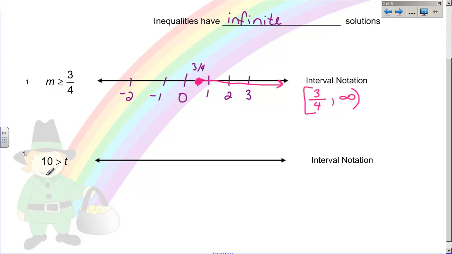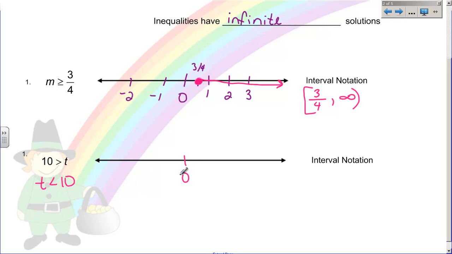It's just easier for me to understand. In order to rewrite this, I'm going to put the t on the left, but then everything else flips around, including the symbol. So the symbol flips and the 10 goes to the other side. These mean the same thing. 10 is greater than t, or t is less than 10, is what that means. They mean the same thing. They're both correct, but I like my variable on the left.